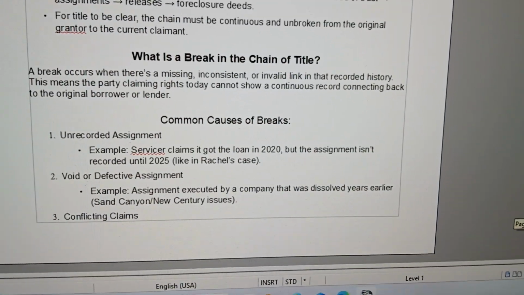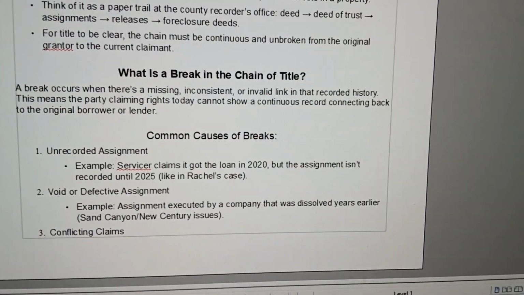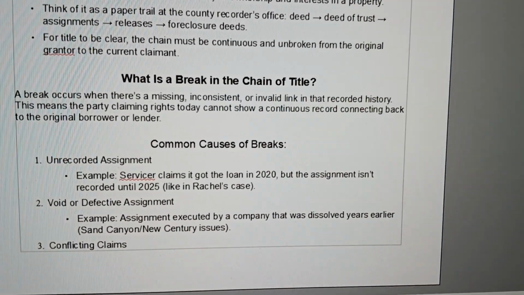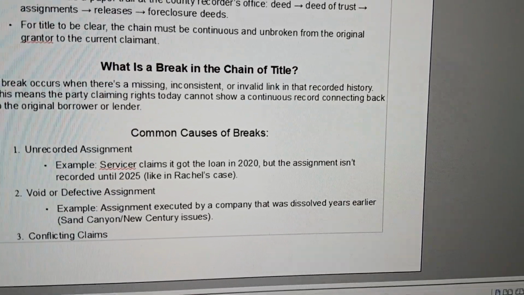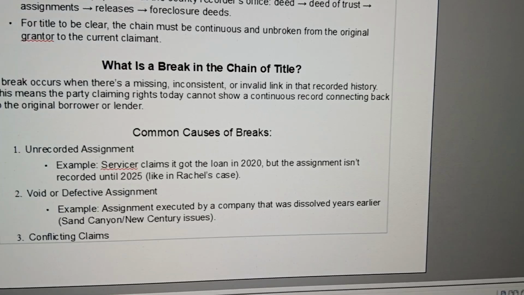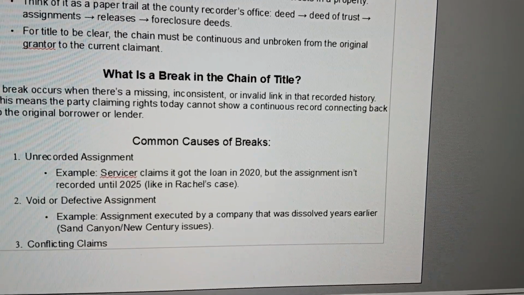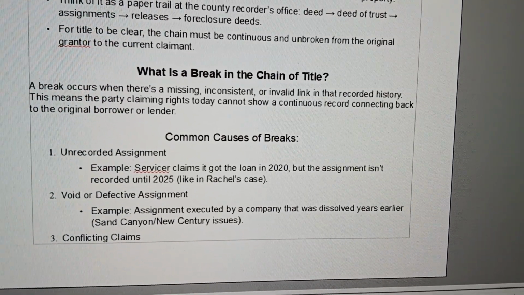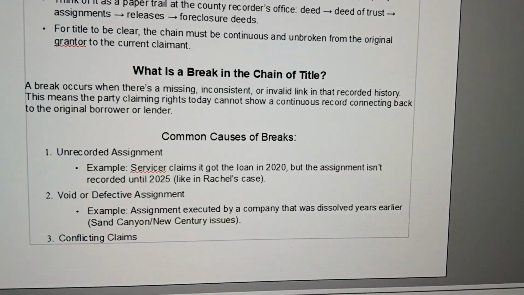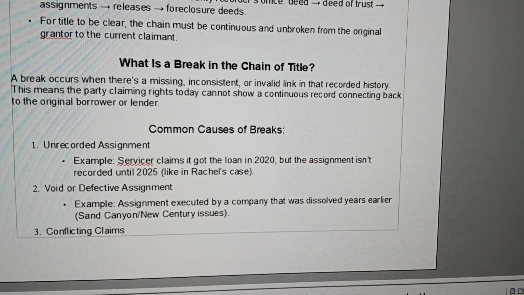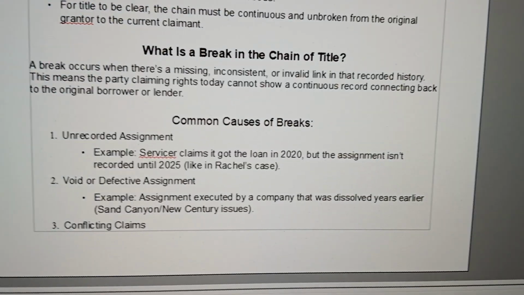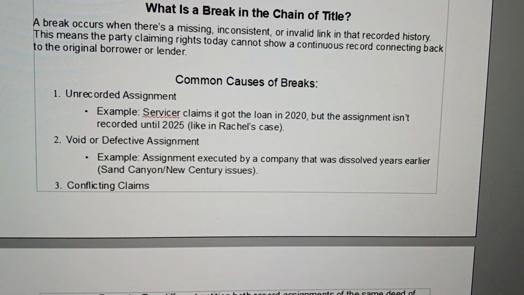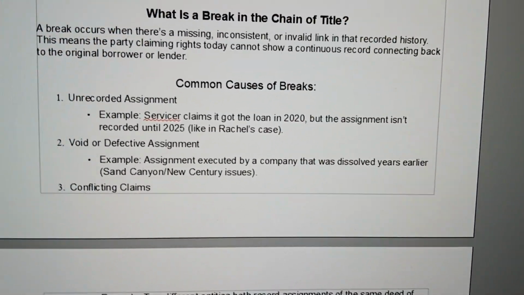An unrecorded assignment. This is the biggest thing here, right? I've seen this over and over again. Example: a servicer claims it got the loan in 2020, but the assignment isn't recorded until 2025, like in my friend Rachel's case. Void or defective assignment. Example: assignment executed by a company that was dissolved years earlier, like Sand Canyon or New Century issues. Okay, a dead lender cannot do an assignment.